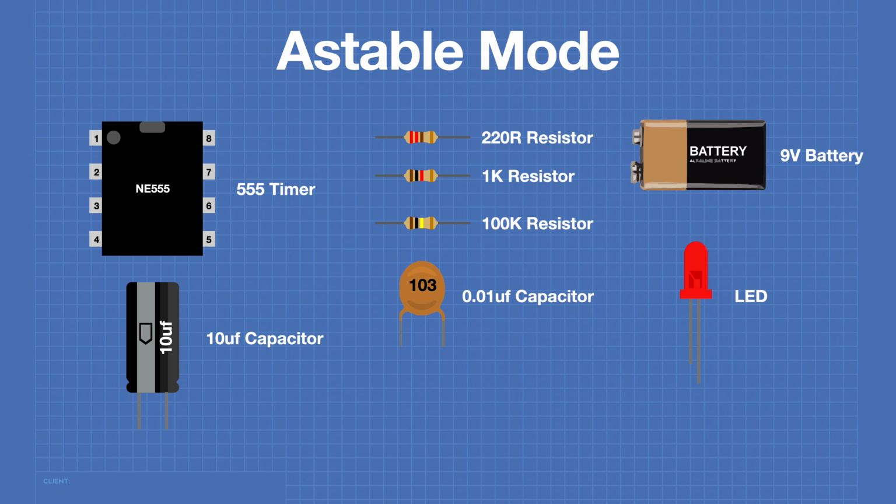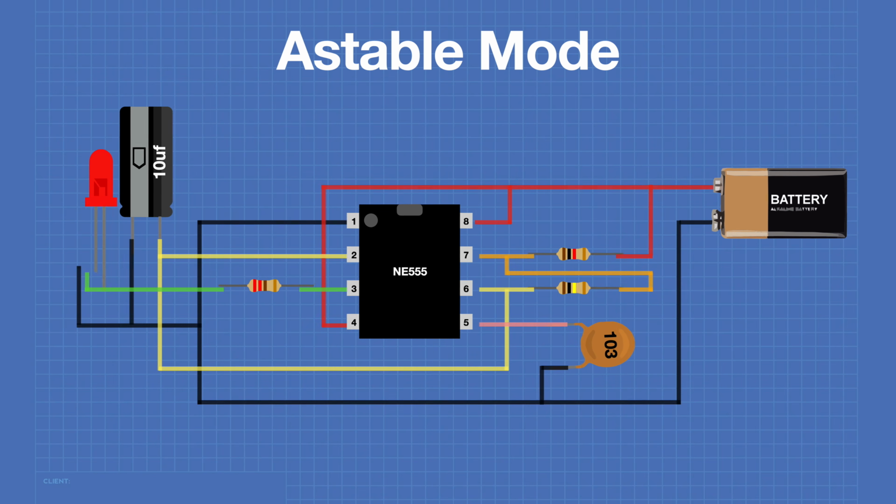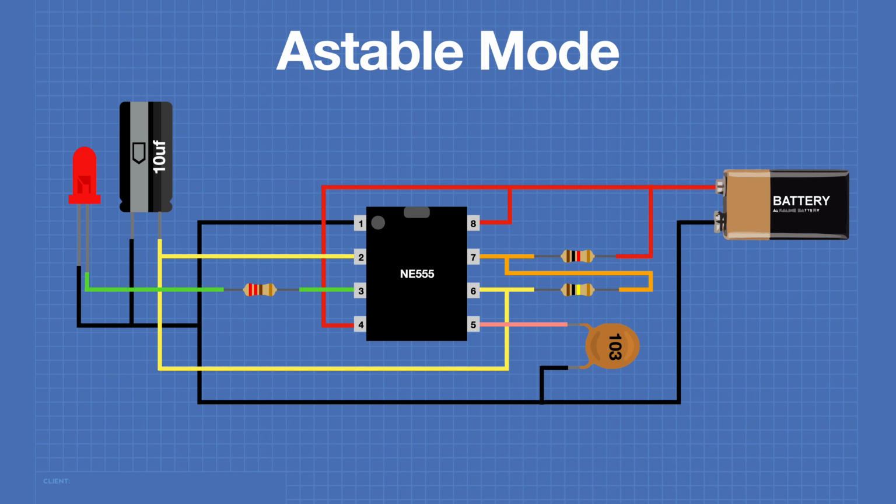Now let's wire a 555 up in astable mode. For this experiment, we'll require a 555 timer, a 10 microfarad capacitor, 3 resistors, a 220 ohm resistor, a 1K resistor, and a 100K resistor, a 0.01 microfarad capacitor, which can also be referred to as a 10 nanofarad capacitor, a 9-volt battery, and an LED. And here's how we'll wire all of this up.